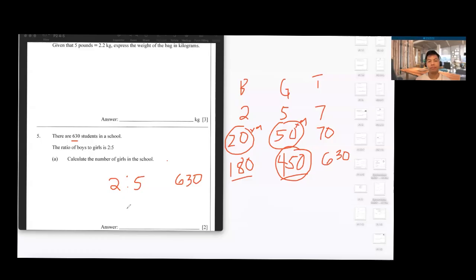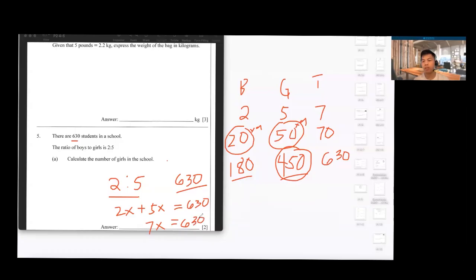Another way is this. So you get this, 2:5. That's the ratio of boys to girls. And total is 630. Algebraically, this is how you solve that. 2 times x, we don't know what x is. That's the number of boys. Then 5x will be the number of girls. Is equal to 630. So 2x plus 5x is 7x equals 630.